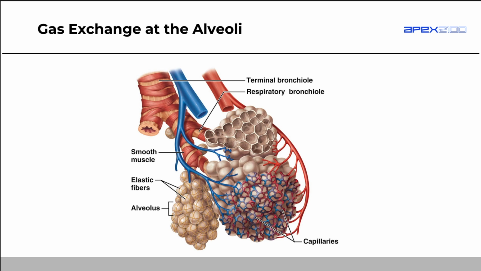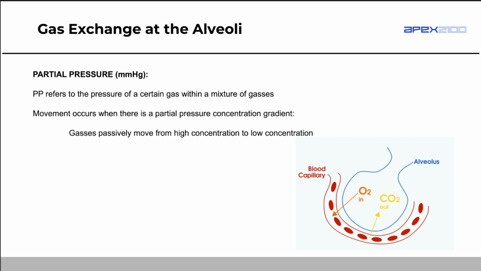Now, how does oxygen actually cross this pathway? How does it go from the alveoli into the capillaries? That's what we're going to have a look at next, and that's all to do with partial pressure. Partial pressure is just the amount of gas that's within a mixture of gases. So when we breathe in air from the atmosphere, that's not all just oxygen.